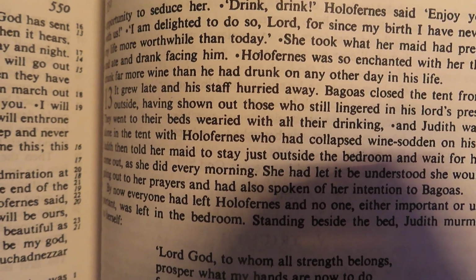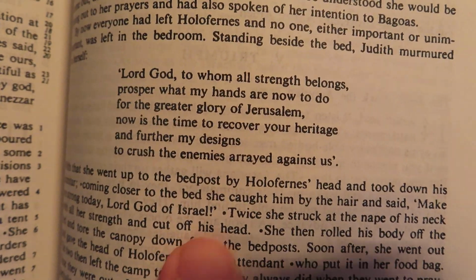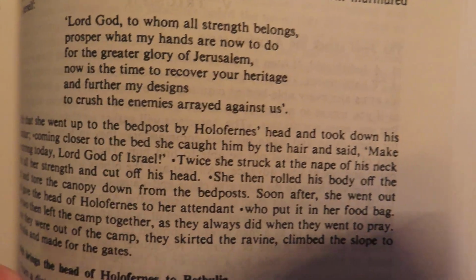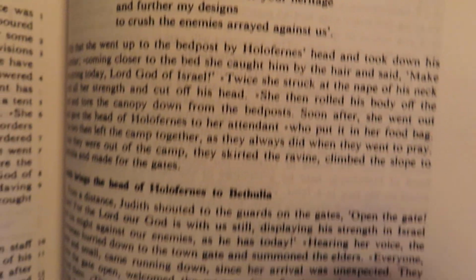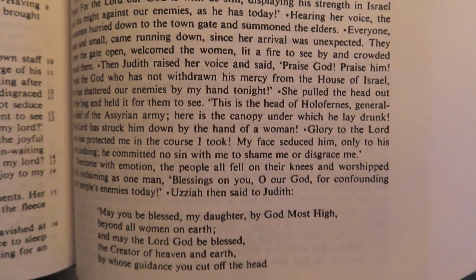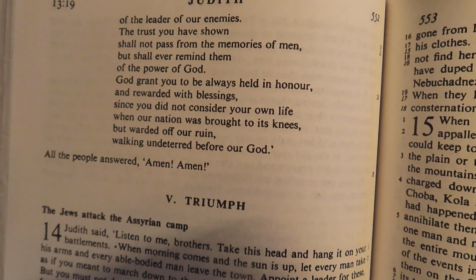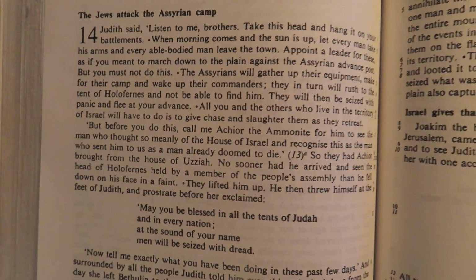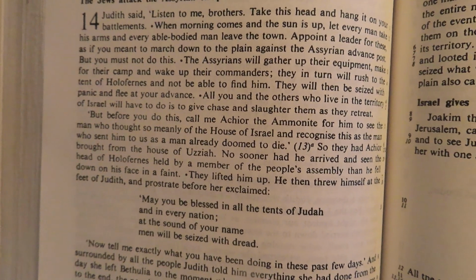So he gets drunk and falls asleep in bed, and she takes out the sword and she struck twice at the nape of his neck with all her strength and cut off his head. Then she brings his head back to the town of Bethulia and announces that she has beheaded the chief of the Assyrian army. And then with the Assyrian army being now leaderless, the Jews attack the Assyrian camp.